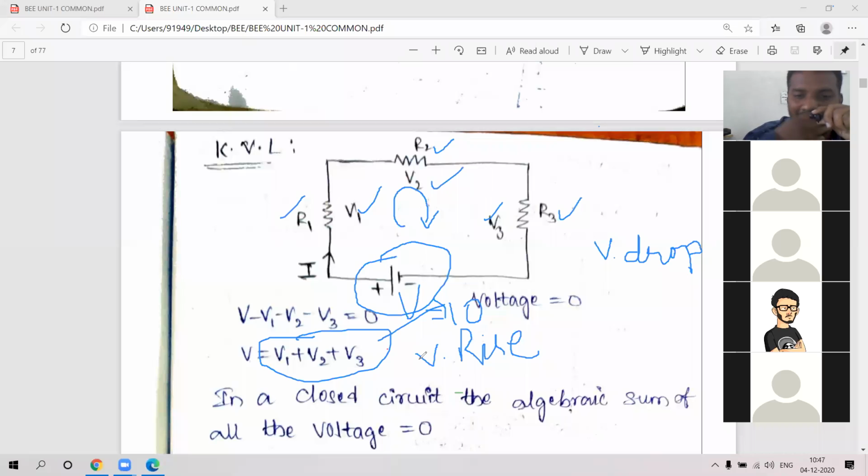This voltage source is delivering and the drops are receiving. That means the sum of all voltages must be 10. So in a closed loop, the sum of all voltages is equal to 0.